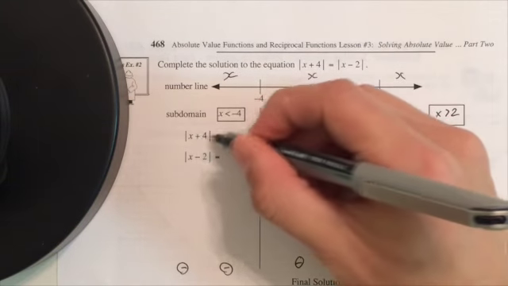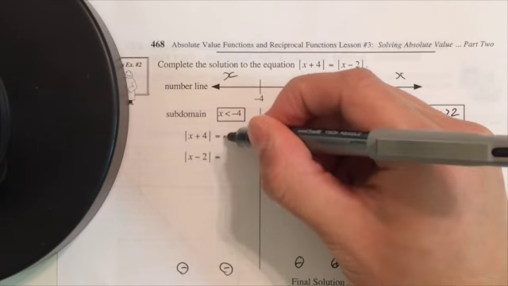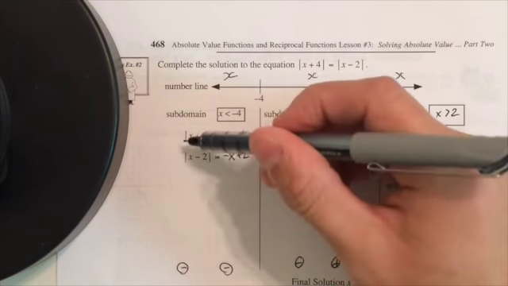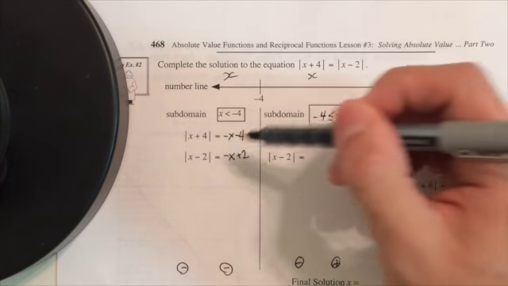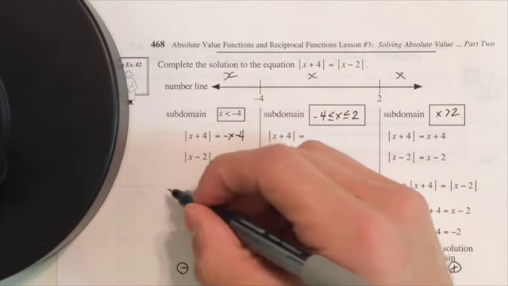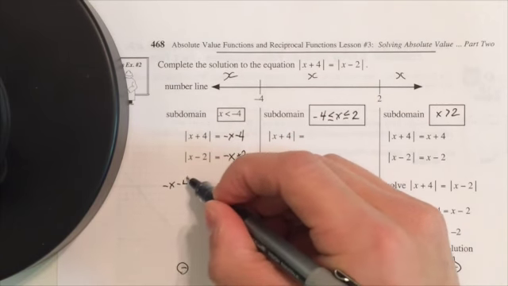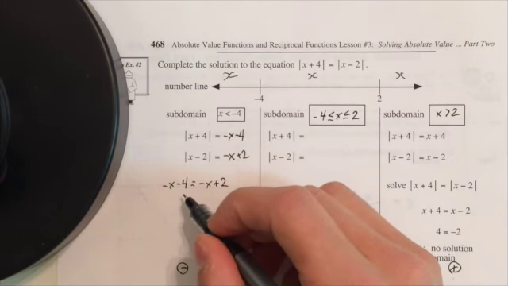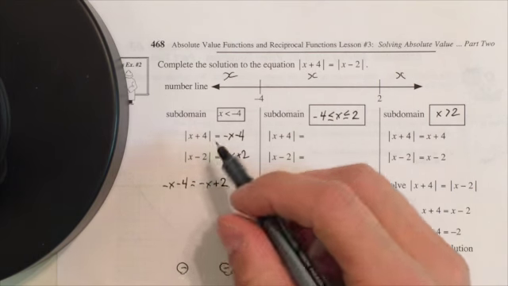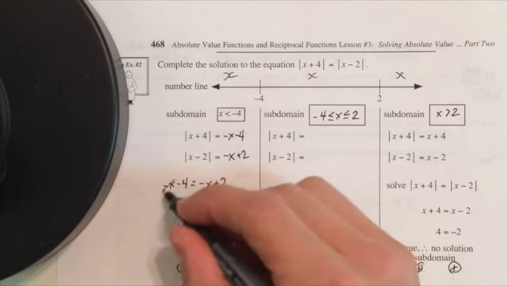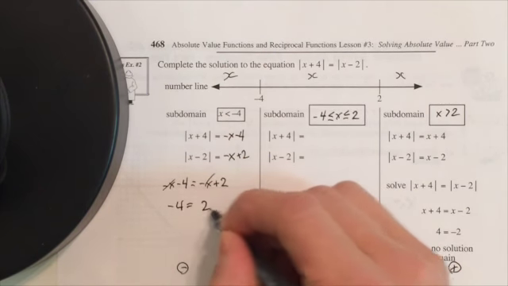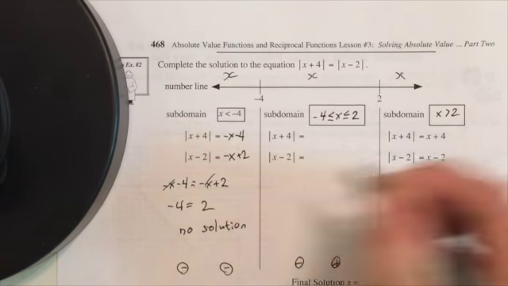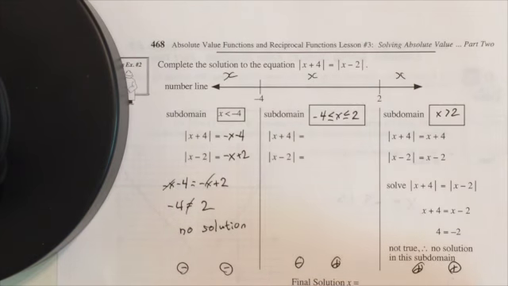Okay, so if I have negative x minus 4 and negative x plus 2, all I did was distribute a negative sign across my equation. And when I solve this, I'm going to get negative x minus 4 is equal to negative x plus 2. And if I simplify this, my x is going to cancel out. I'm going to have negative 4 is equal to 2. And so that is not true, so there's no solution there, because negative 4 does not equal 2.